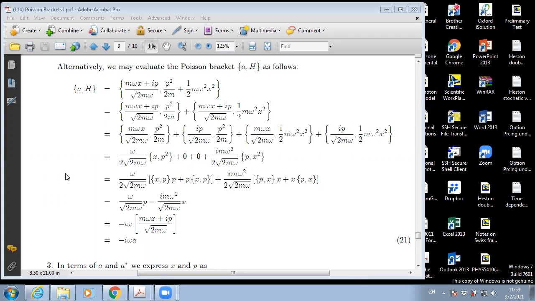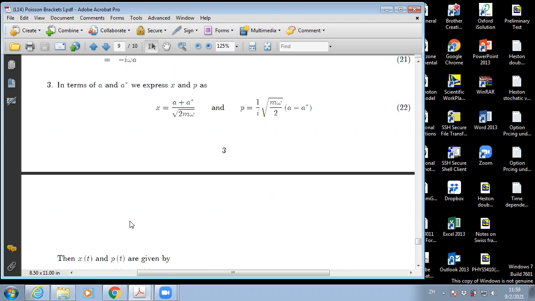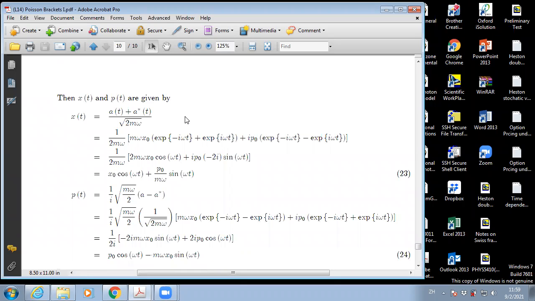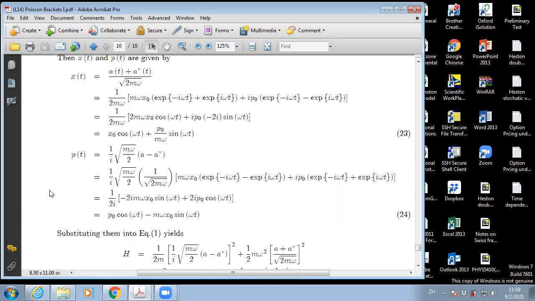Now, in terms of A and A star, we can find x and p. We have found A(t) and A star (t), so we can obtain x(t) and p(t) right away by reversing the definitions of A and A star. So x(t) is given by this, p(t) is given by this. So a periodic solution.